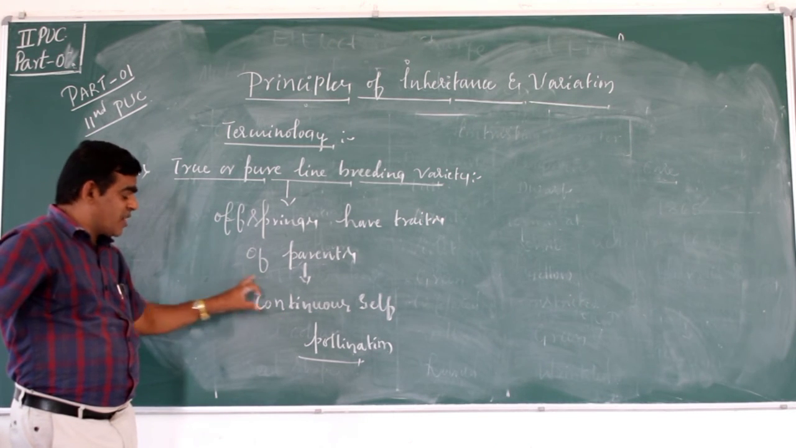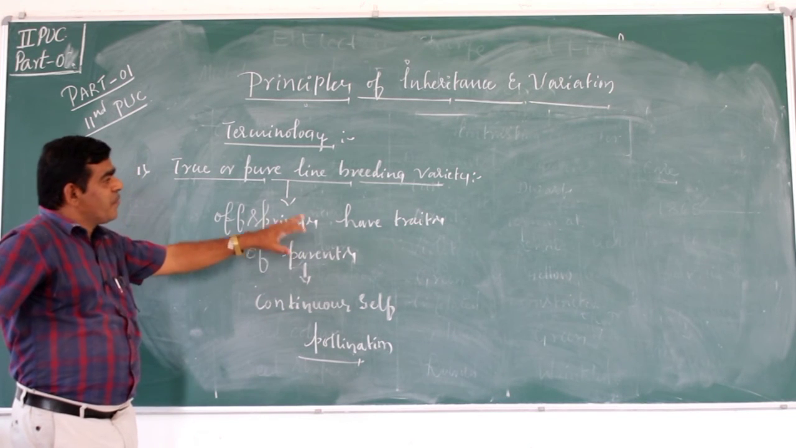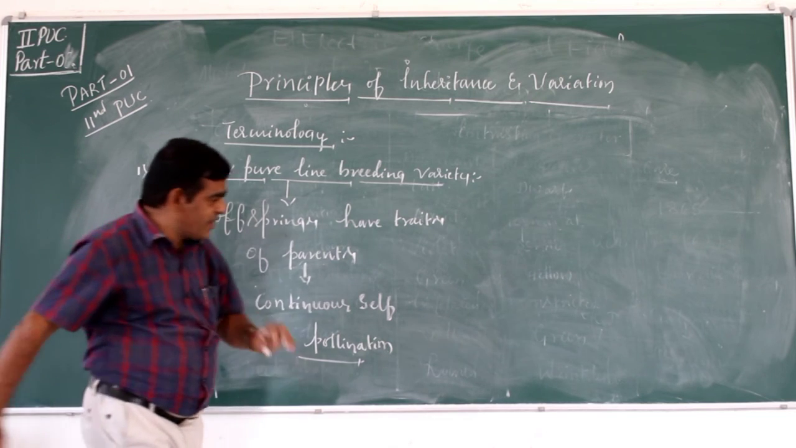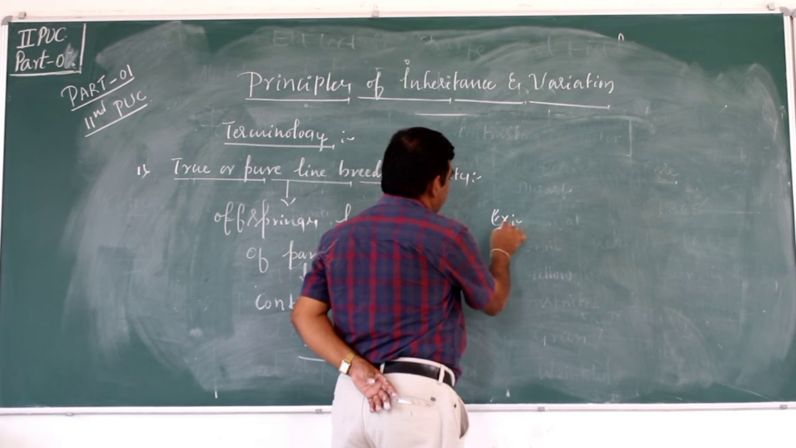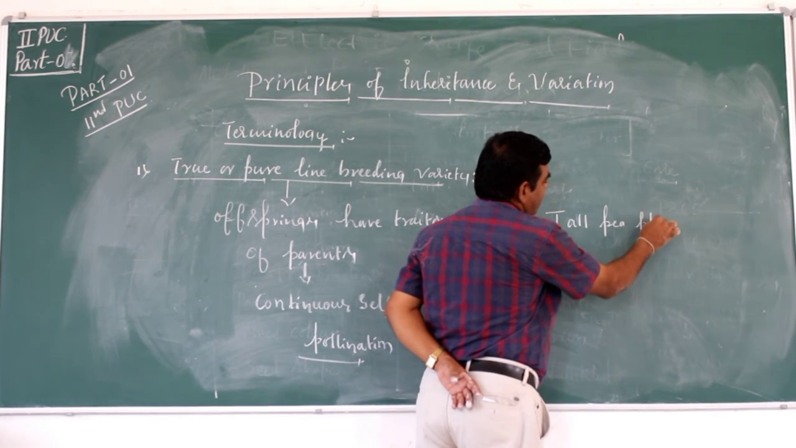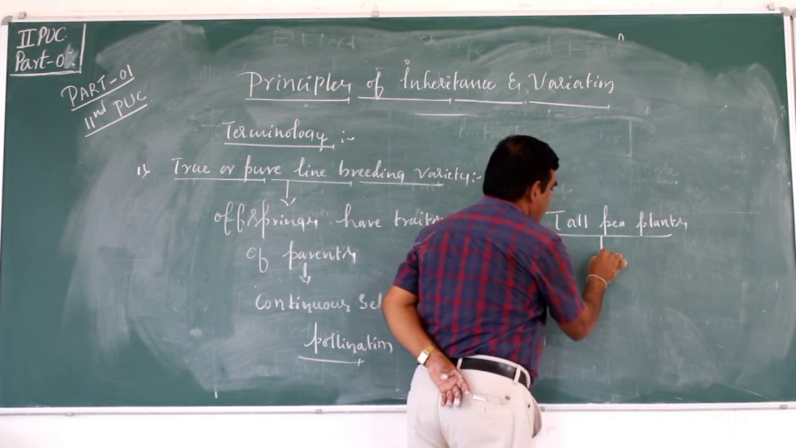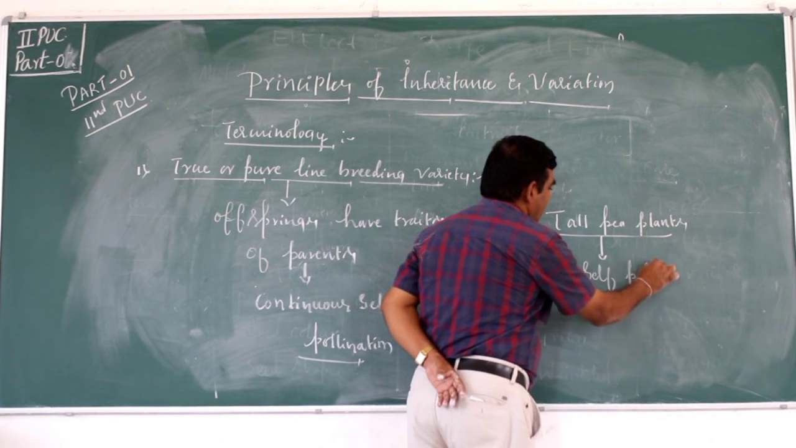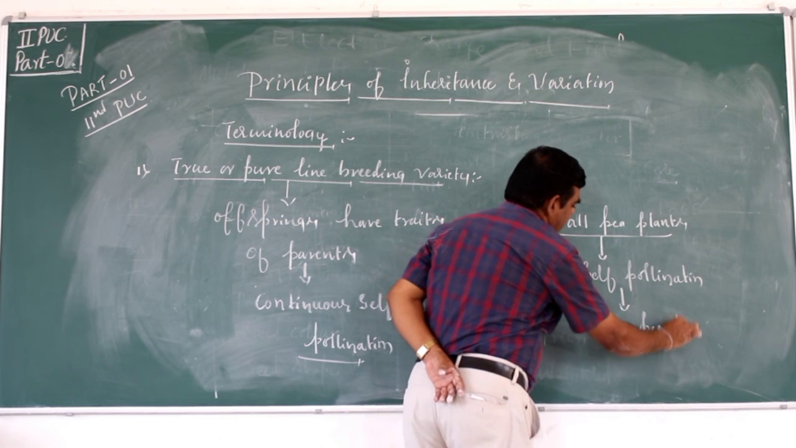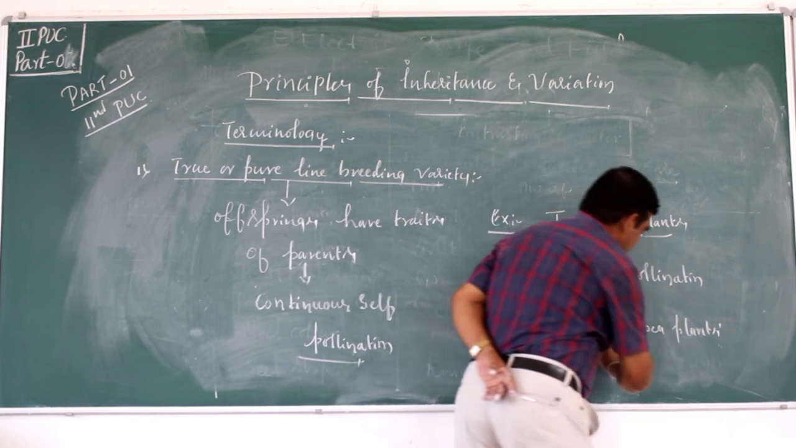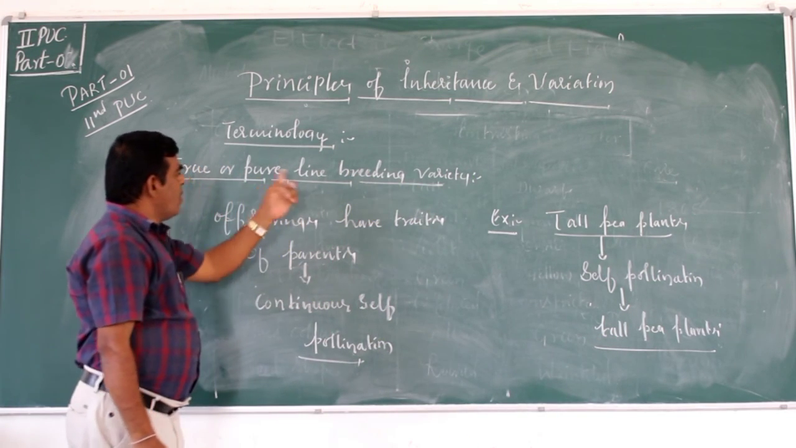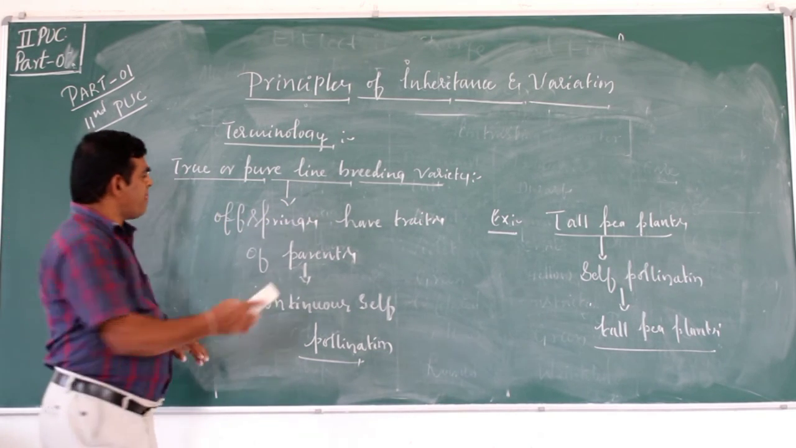On continuous self-pollination, the variety in which the offsprings have traits of parents. For example, the tall pea plants on continuous self-pollination produce tall pea plants. Tall pea plants are produced in all generations. It's called true or pure line breeding variety. Clear?